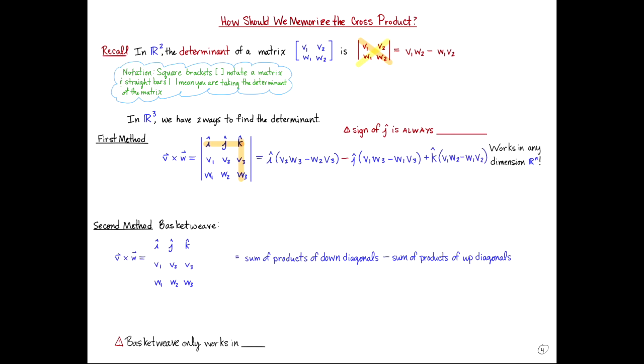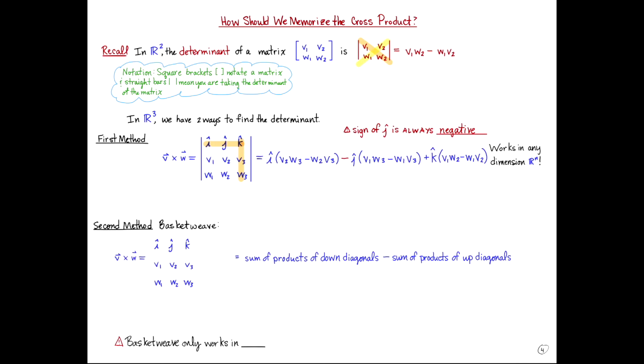The nice thing about this method is that it works in any dimension. So as you continue on in linear algebra or computer science, and you want to take the determinant of larger matrices, this method still works for you. And the signs of your unit vectors always alternate between positive and negative. Since we're only in R3, that means that i and k will always be positive, and j will always be negative.